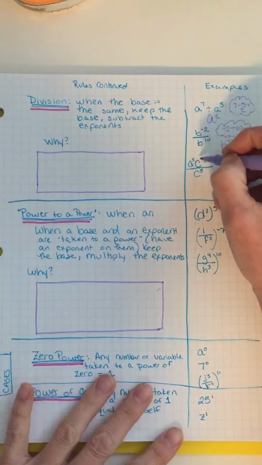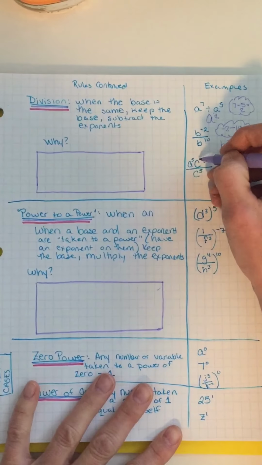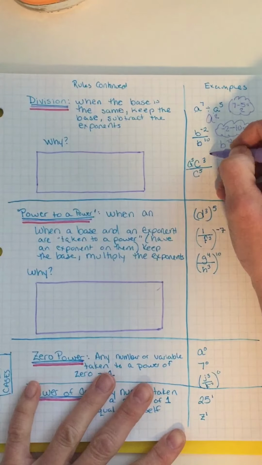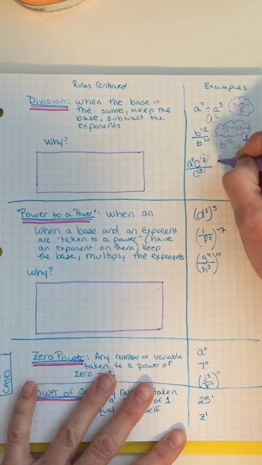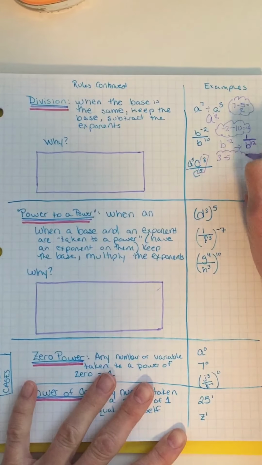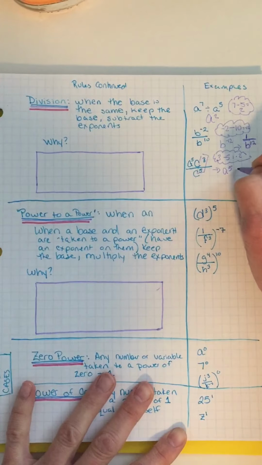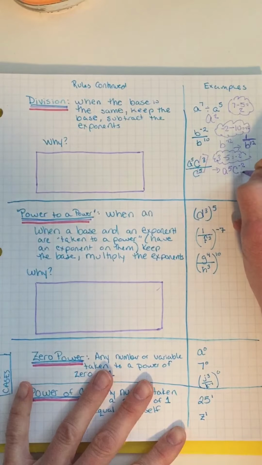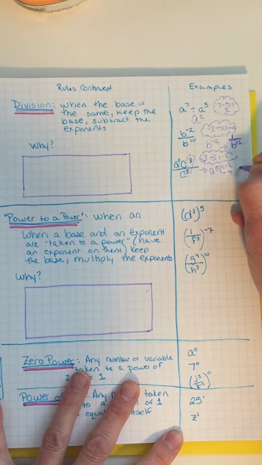Now, sometimes you'll see things like this. Well, I can't do anything with this a to the 5th because that is a different base, but I can do something with these c's here. I have c to the 3rd and c to the 5th. So I'm going to subtract: 3 minus 5 is equal to negative 2. So I can start by rewriting that as a to the 5th times c to the negative 2 power. But again, I can't leave that there, so I have to simplify it by moving that c to the 2nd power down below. So it becomes a to the 5th over c to the 2nd power.